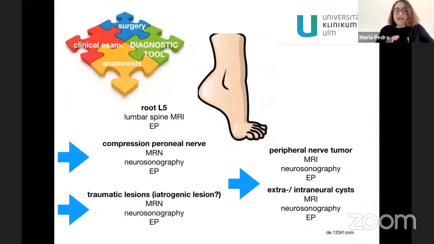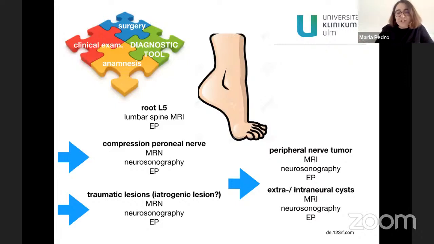As we already heard, the diagnostic is essential, but it's just one piece in your complete workup. So first of all, you have to talk to the patient, you have the clinical examination, and then you have to think which diagnostic tool you would like to have. Do you prefer looking into the nerve in high resolution? Then it would probably make sense to do a magnetic resonance neurography or ultrasound, or a normal MRI would be sufficient.